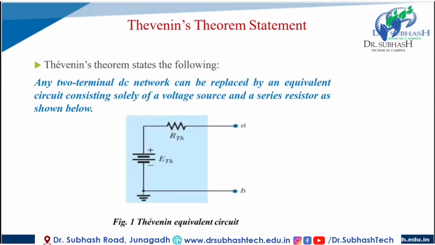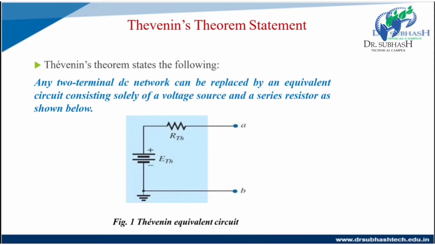So Thevenin's theorem statement: any two terminal DC network can be replaced by an equivalent circuit consisting of only one voltage source with a series resistor as shown in the figure. So in any network, irrespective of the number of voltage sources, current sources, or number of elements, the whole circuit will be converted into a single voltage source in series with a single resistor.